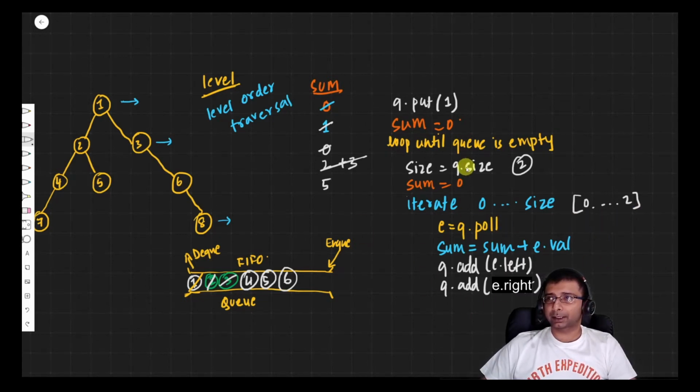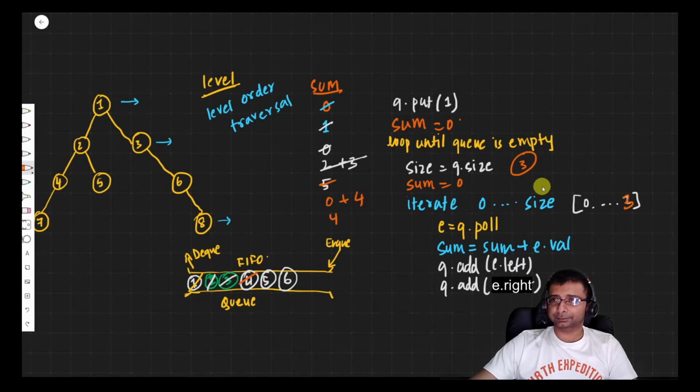So it goes up again, and now we fetch the size. The size is 3 this time because there are 3 elements inside the queue. We reset the sum back to 0, because a new level is beginning again. This loop will now go from 0 to 3 times. First we do a poll, we get a 4, so we do 0 plus 4 and update the value 4 over here.